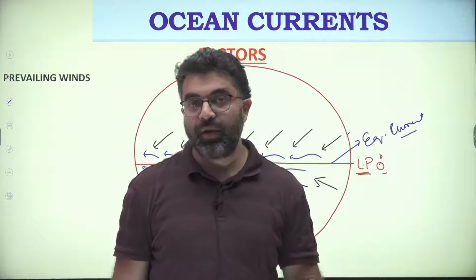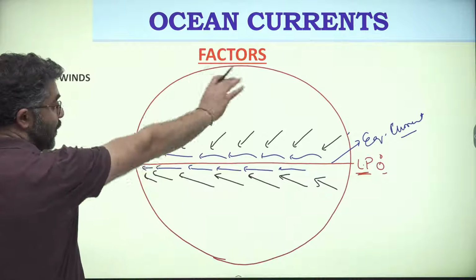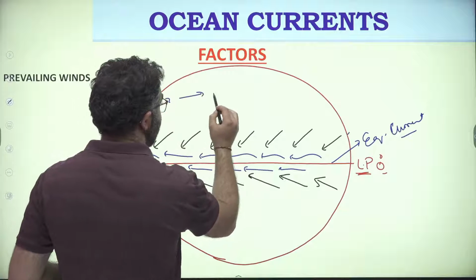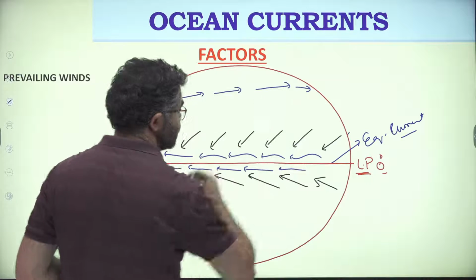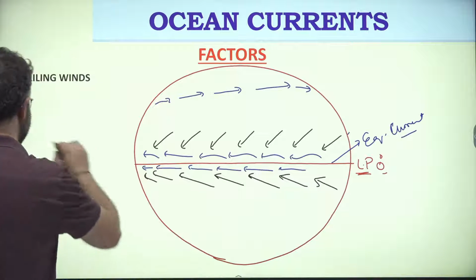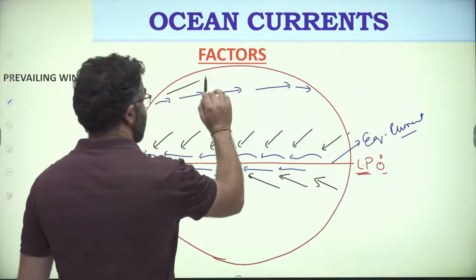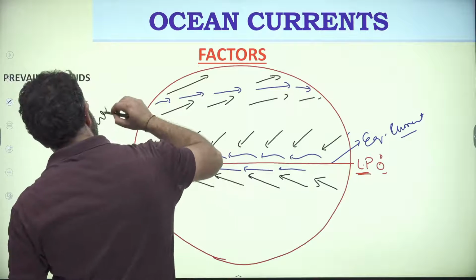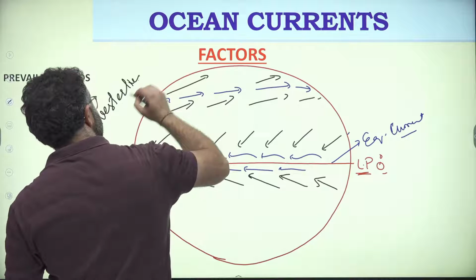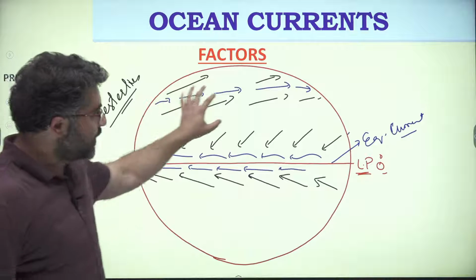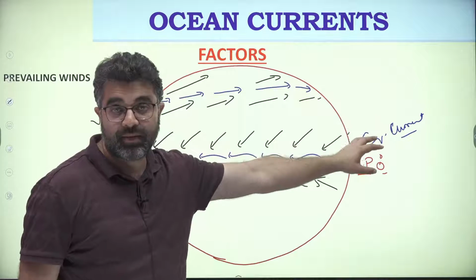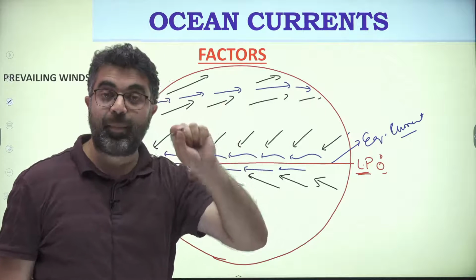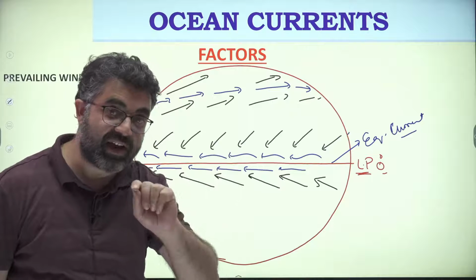Now similarly, if you look at the subpolar regions, ocean currents actually flow from west to east. Why is it so? Now you should be able to understand, because the direction of wind is from west to east. What do we call these winds? Westerlies. So trade winds drag water from east to west at the equator. I beg your pardon, westerlies drag water from west to east at subpolar latitudes, at 60 degree latitude.